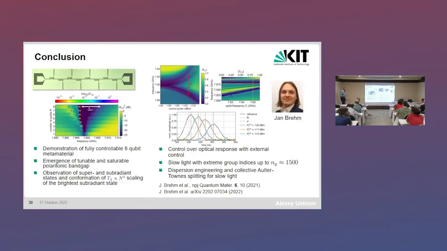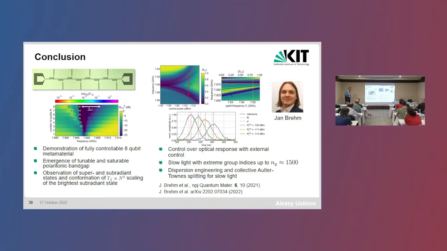I go to conclusions. So all these beautiful measurements were done by a single person. This is Jan Brem, who recently graduated in my group. Brilliant guy, and he did very systematic and focused work on this experiment. Basically, we have demonstrated the metamaterial with fully controllable 8 qubits.